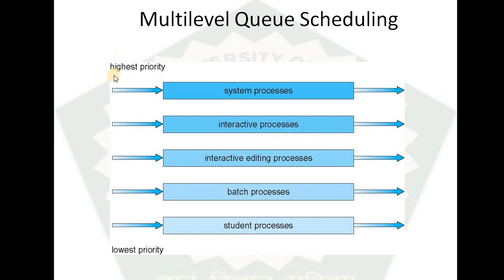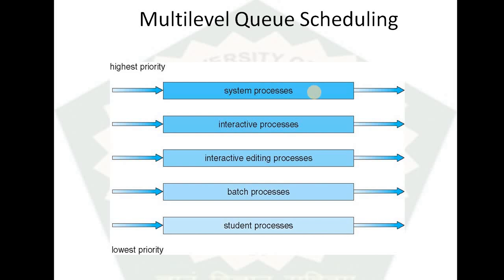This is how we can elaborate multi-level queue scheduling. Here the ready queue is divided between different queues based on the different categorization of the processes that are created in the operating system. They may be user defined processes, batch processes, interactive editing processes, interactive processes, or background or system processes. Based on these different queues, the ready queue is divided between different queues, and on every queue any CPU scheduling algorithm can be applied.